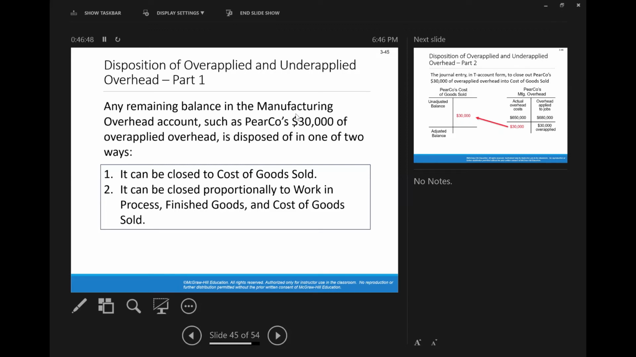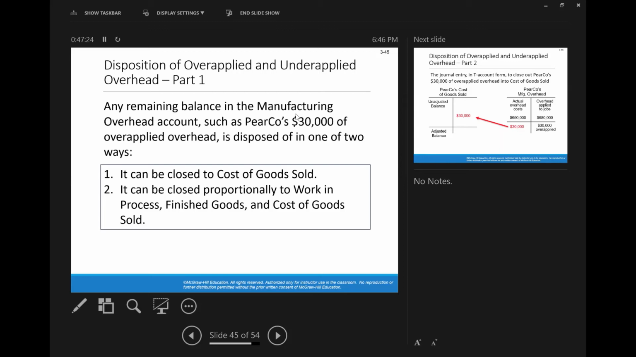All right, so there are two different ways we can take care of the difference. We can put all of it in cost of goods sold, but we're looking at three different accounts: work in process, finished goods, and cost of goods sold. Not all of what we're applying is for finished products, because we apply it as we put things into work in process. Some of the costs going into applied manufacturing overhead are on jobs that aren't complete yet.